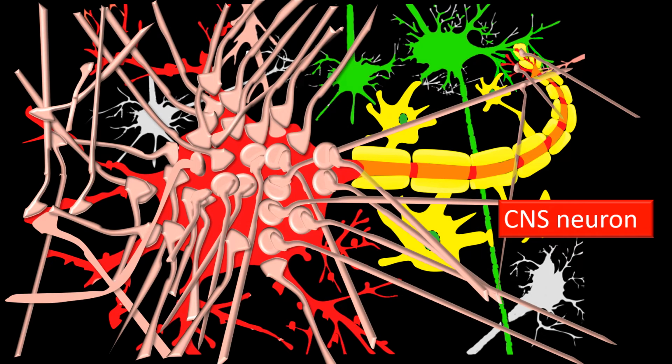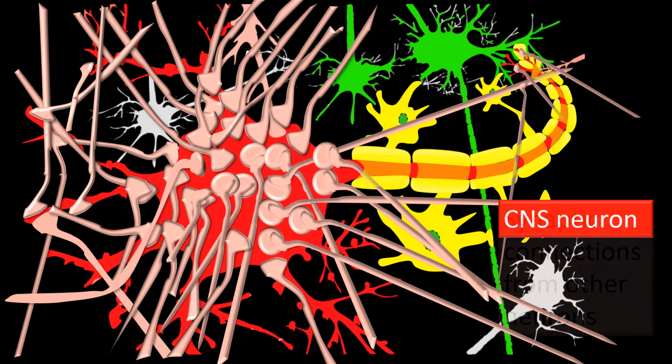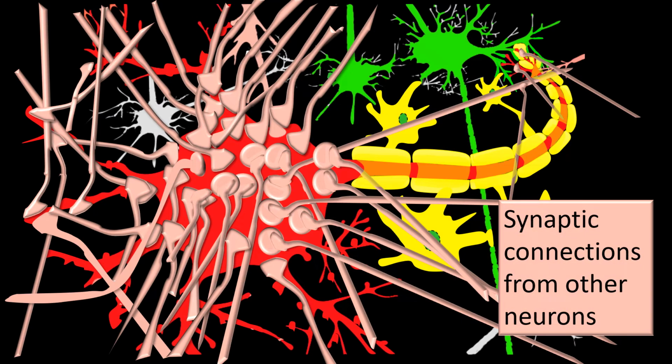Neurons, in this example CNS neurons, have a multitude of connections, depicted here as pink elements on top of the red structure. They include axosomatic synapses, axodendritic synapses, and axoaxonic synapses, the latter implying when one axon contacts another axon.